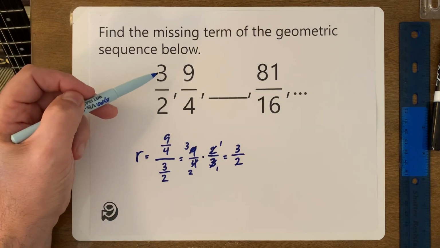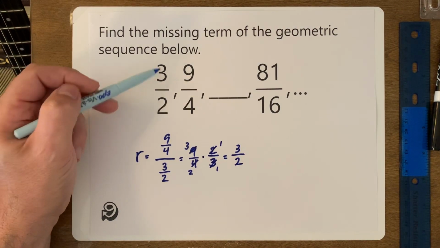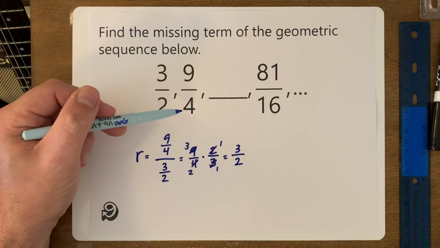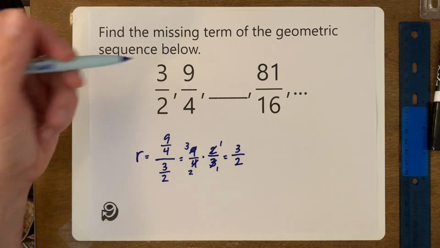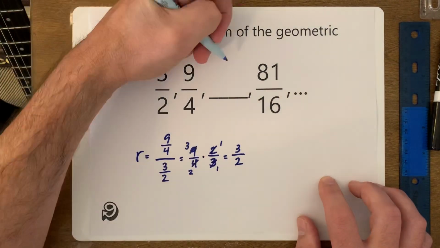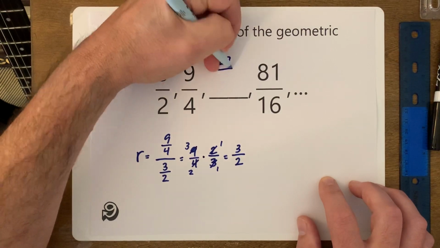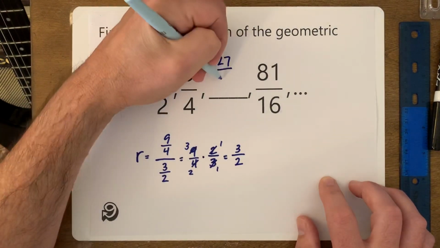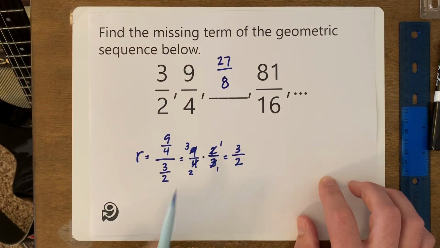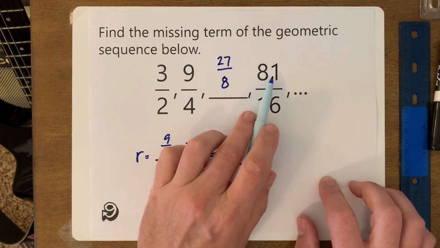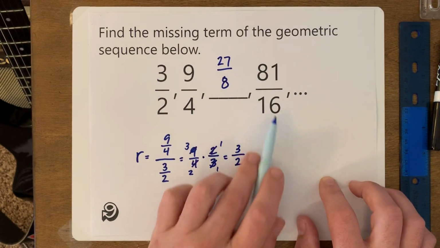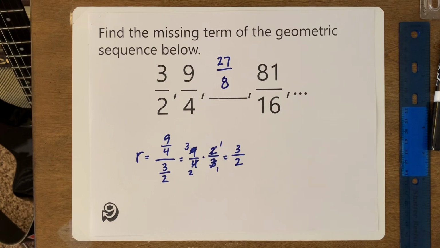Okay, so 3 times 3 is 9, 2 times 2 is 4. So 3/2 times another 3/2 is 9/4. So we need to do that one more time. 9 times 3 is 27. 4 times 2 is 8. One more time. 27 times 3, 81. 8 times 2, 16. So now I know I have the correct number that's in the space right there.